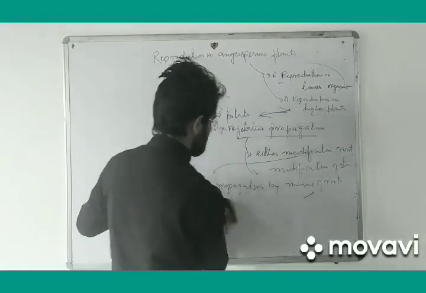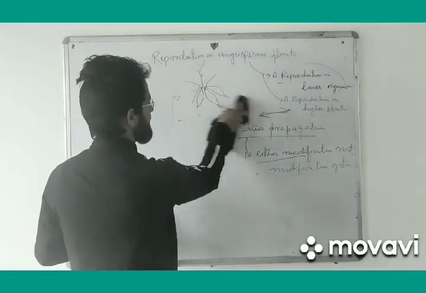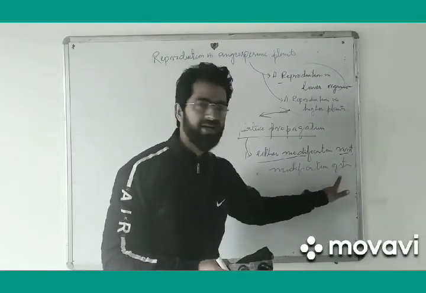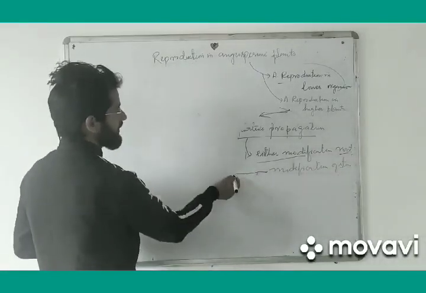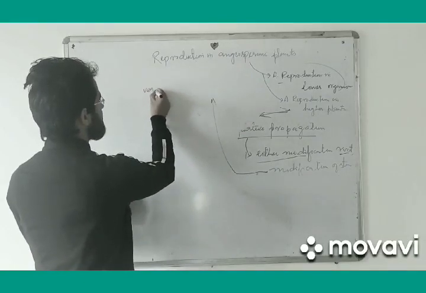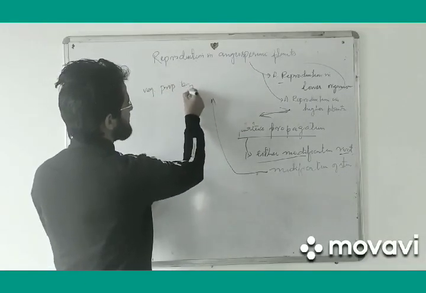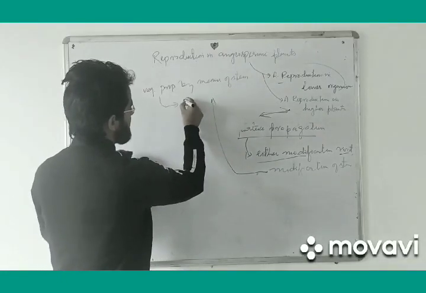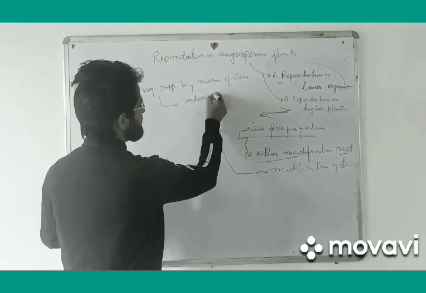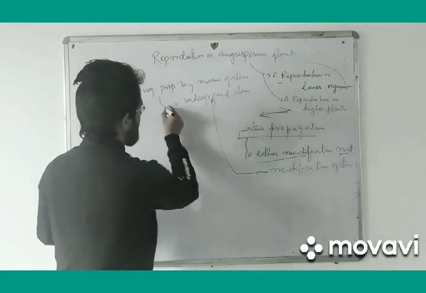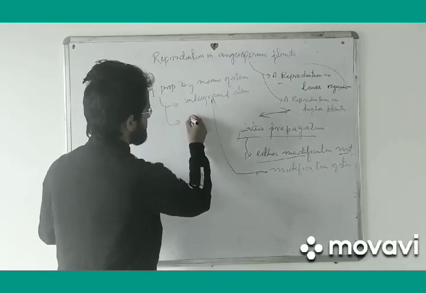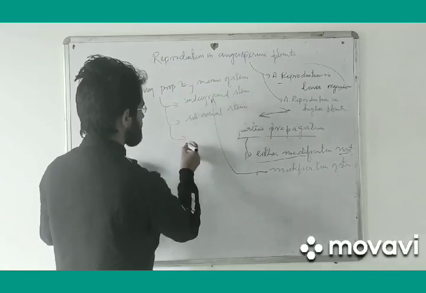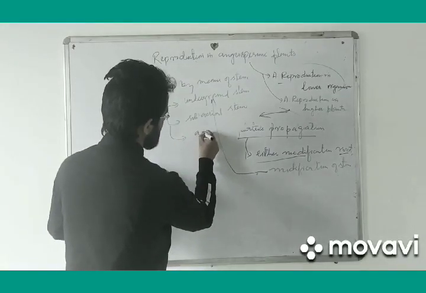Now we will discuss vegetative propagation by means of stem. When stem helps the plant in propagation, we call it vegetative propagation by means of stem. It is achieved by three means, either by underground stem, or by subaerial stem, or by aerial stem.